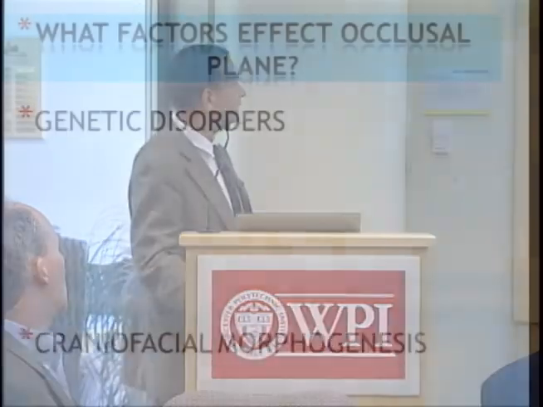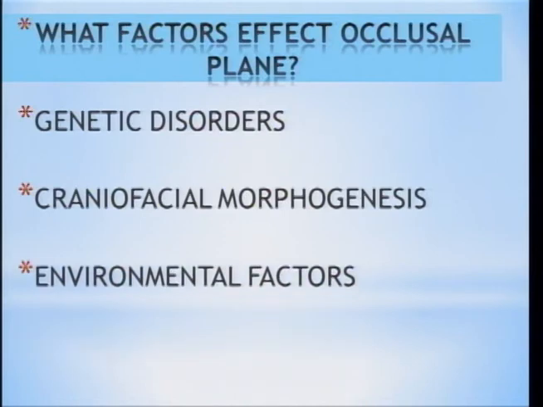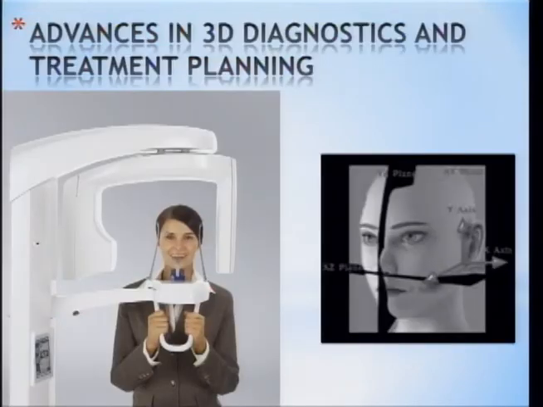Okay, so what are the factors that affect the occlusal plane? We have genetic disorders like Treacher-Collins syndrome. There are several syndromes, Robin syndrome. During the development, we have craniofacial morphogenesis, environmental effects like thumb sucking, nasal blockages, which leads to mouth breathing, and also as a dental intervention.